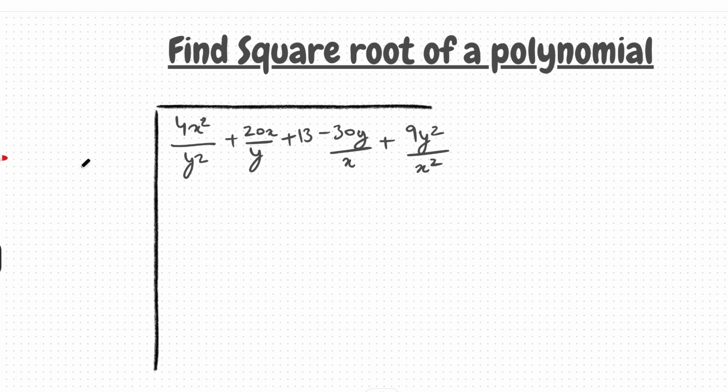So let's see another example where we have a polynomial in the form of a fraction, and we have already got this polynomial arranged in descending order of x and increasing order of y. So let's try to find the square root of this polynomial using the same technique as we discussed just now. So we can see the square root of the first term in our polynomial would be 2x upon y. So let's start with that.